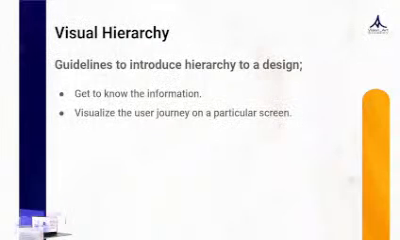So that's an example. Now, guidelines to introduce hierarchy to a design. You don't just bring visual hierarchy into your design first. You don't just say, let's make this one big. No, the first thing is to get to know the information. You need to be familiar with the kind of information you are working on, so as to make a decision on the one you want to give more importance than the other. Visualize the user journey on a particular screen. Yes, you need to understand the user journey first, the kind of user flow, the one that has more priority, before you can decide on the visual hierarchy, right?